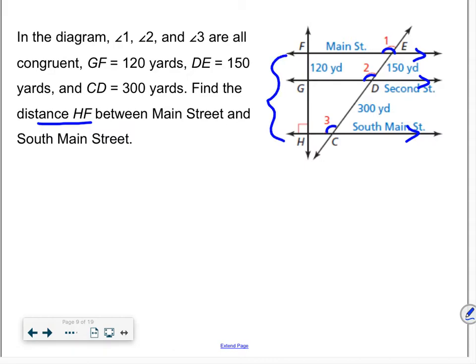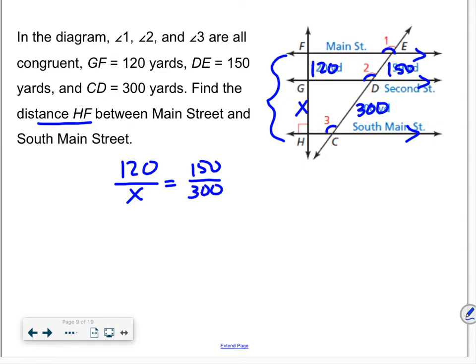But they give us some information that GF is 120, DE is 150, and DC is 300. So we can apply the three parallel lines theorem by saying, well, let me find this piece here, X. And we can write a proportion. 120 compared to X is proportional to 150 over 300. Again, all proportions within this chapter. 150X equals 36,000. Divide by 150. And we would get that X is 240.